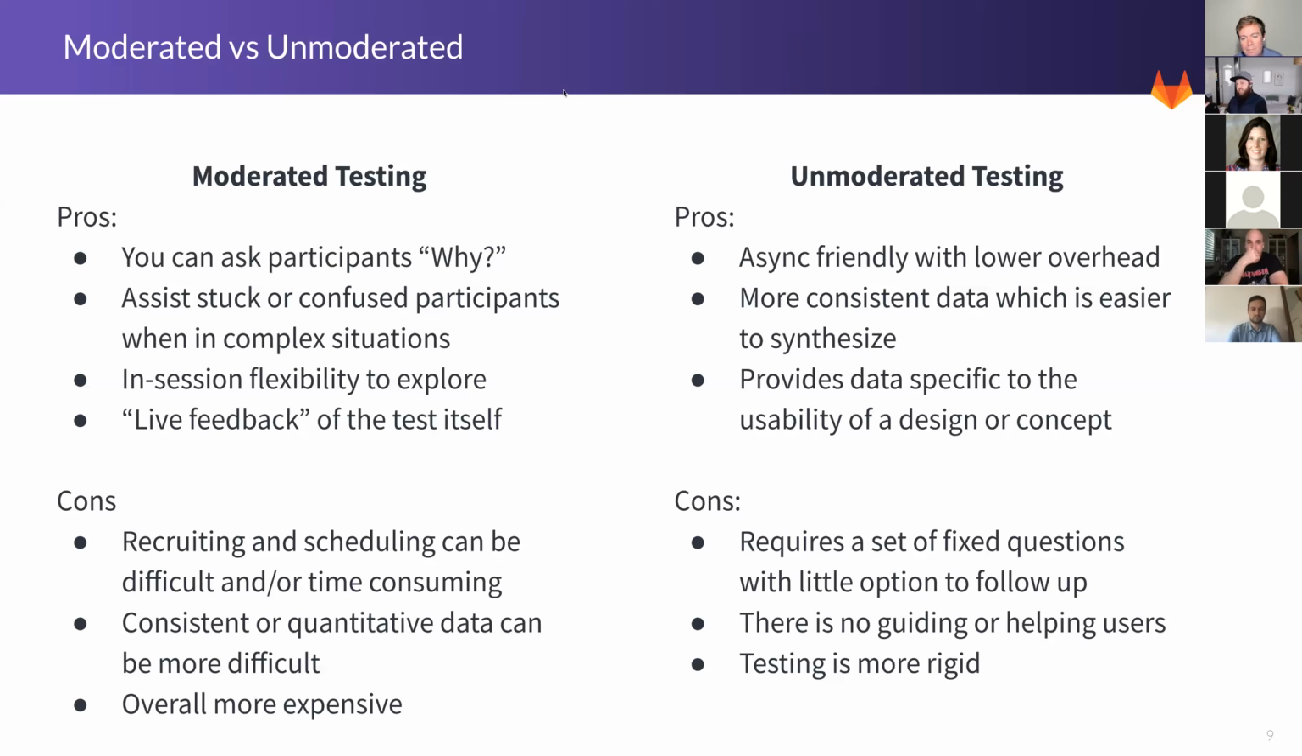On the unmoderated testing side, some of the pros, and my personal favorite, is that it is very async friendly, which is a GitLab favorite, and the overall overhead is lower. We can send the test out to a participant. They can do it whenever they have the time to do it, and it works really well. No time zones, no calendars. It's quite wonderful. Because there's no way to adjust the test as you're running it, unmoderated tests also produce more consistent data, which makes it a lot faster to synthesize.